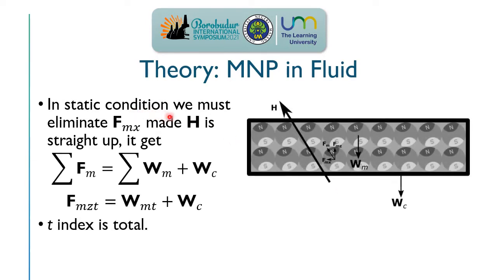In static condition, we must eliminate Fm. It gets sigma Fm equal to sigma Wm plus Wg. So we have Fmt equal to Wmt plus Wg.